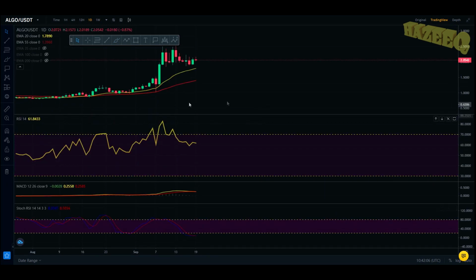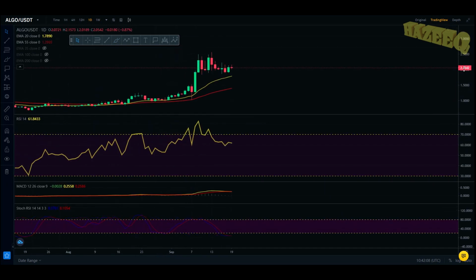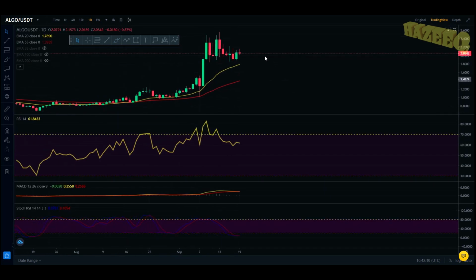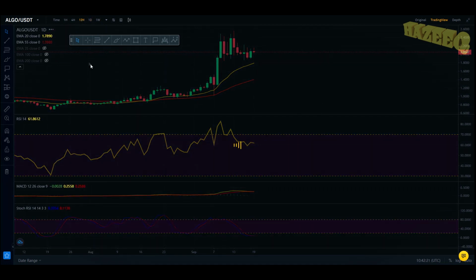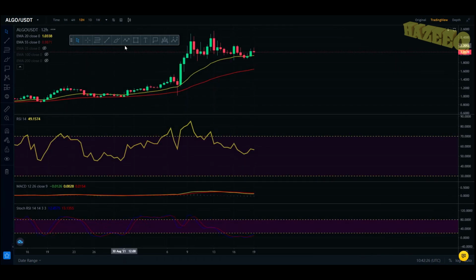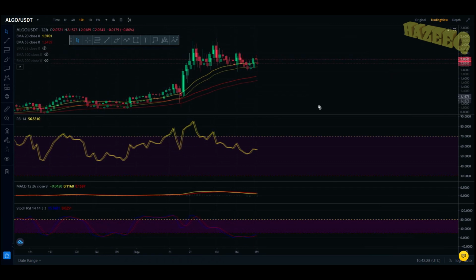But would I start dollar cost averaging into Algo right now? I would still wait. We're very overextended on the weekly. If you really want to enter and you think that it's going to go up, then yeah, start dollar cost averaging. That's the best thing that I can suggest you do, but that's not financial advice as well. This is what I would do personally if I were to invest in the project.